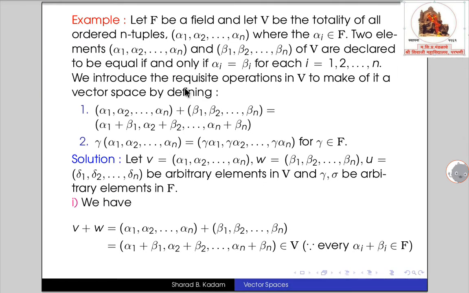So we have an example. Let F be a field and V be the set of all ordered n tuples (alpha 1, alpha 2, and so on, alpha n). This is called an n tuple.